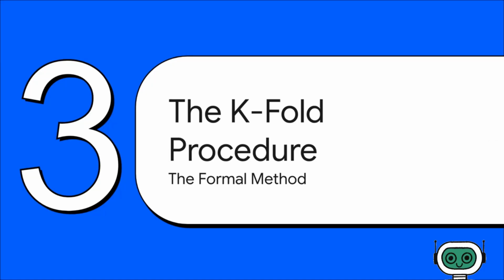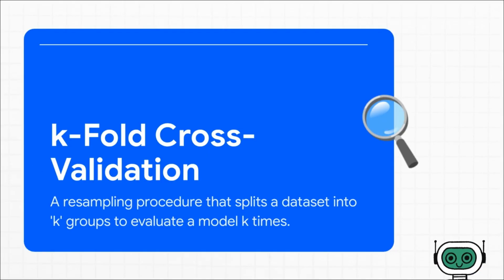All right, we've got the intuition. Now let's put a name to it and look at the formal procedure. This is called K-fold cross-validation. So K-fold cross-validation is just a standard way of doing what we just described. It's a resampling procedure. The K is just a variable. It stands for the number of groups or folds that we split our data into. So if you hear someone say 5-fold cross-validation, they just mean K equals 5. Simple as that. And the whole process just means we're going to train and test our model K different times.